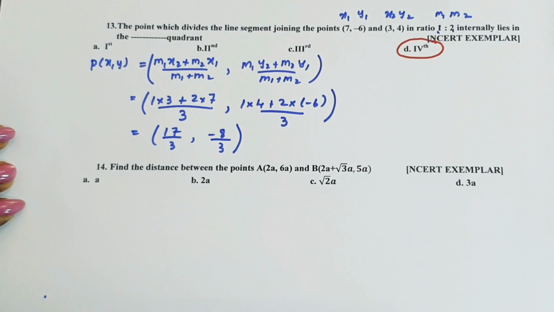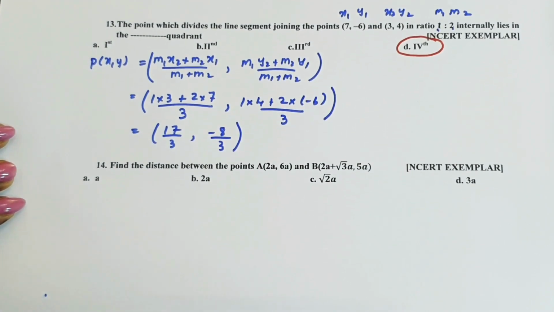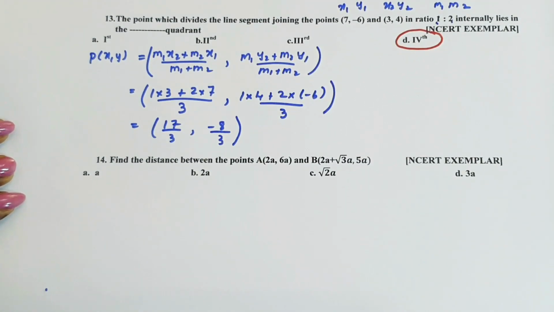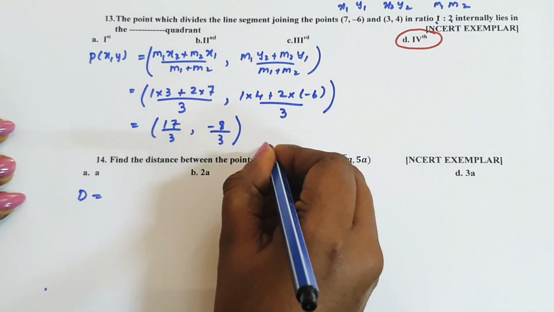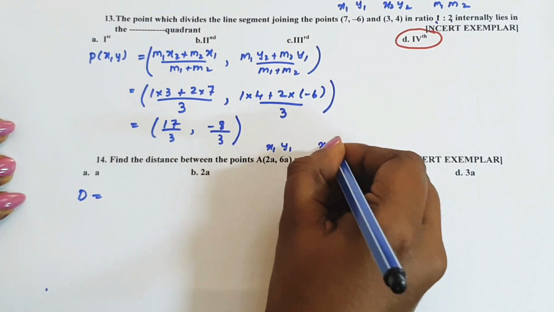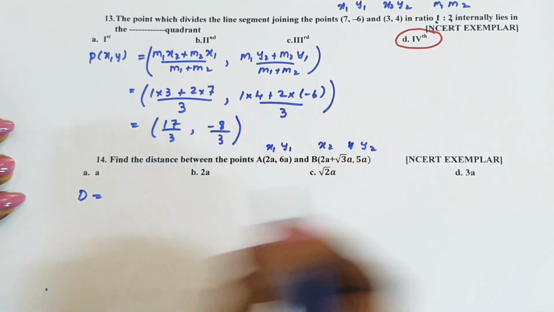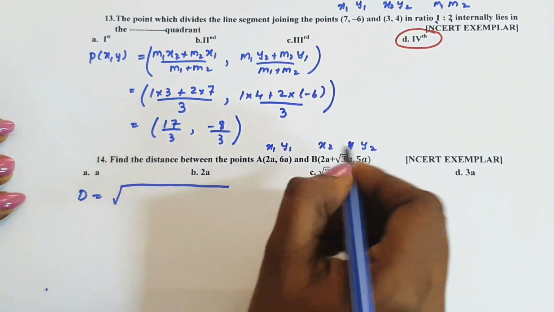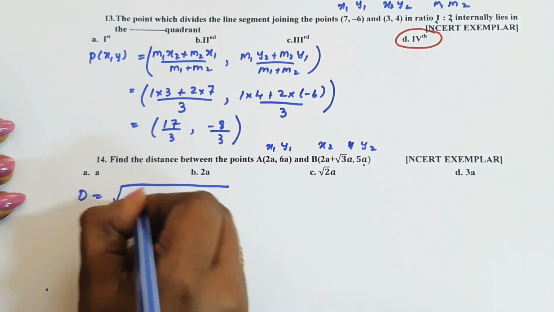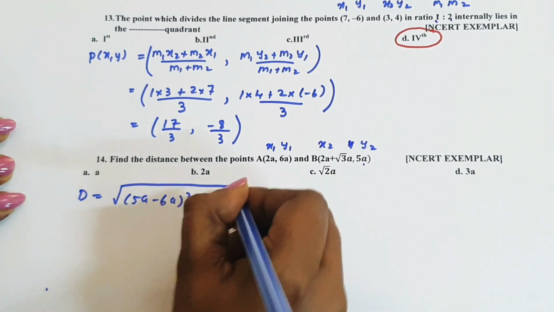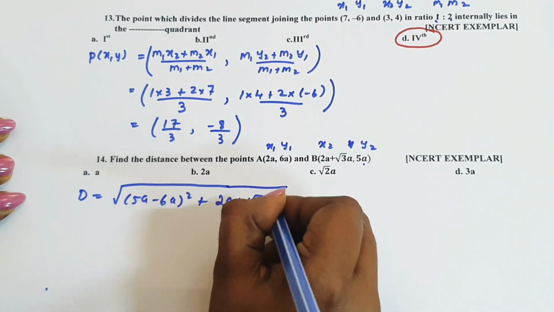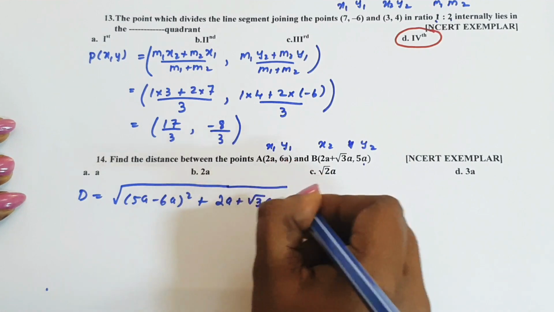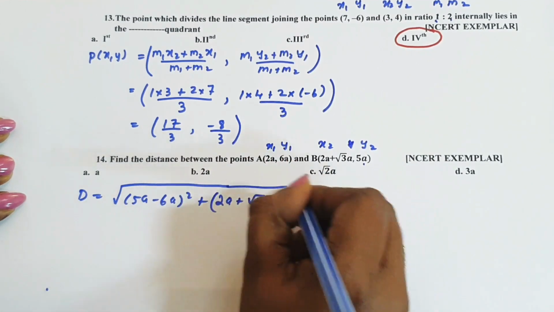Question number 14. Find the distance between the points A(2a, 6a) and B(2a plus root 3a, 5a). So obviously it is the distance formula, and we know the distance formula is equal to root of (x2 minus x1) whole square plus (y2 minus y1) whole square. So let's just put the values x2, y2. Okay, now root of (5a minus 6a) the whole square, plus (x2 minus x1), 2a plus root 3a minus what is x1, 2a, the whole square.